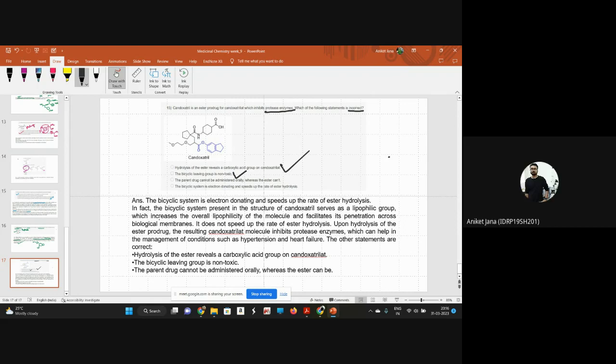Okay. So the bicyclic system present in the structure serves as the lipophilic group, which increases the overall lipophilicity of the molecule and facilitates its penetration across the biological membrane. As we know, the biological membranes contain lipids. So whenever a molecule is lipophilic or increases its solubility in lipids, it speeds up the membrane penetration. It does not speed up the rate of ester hydrolysis.